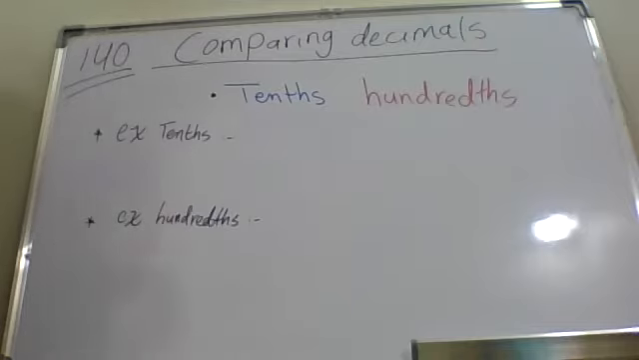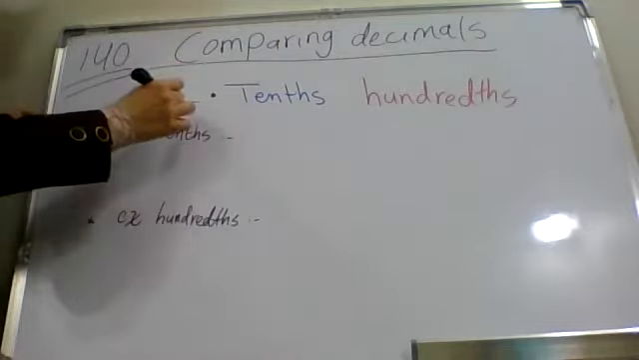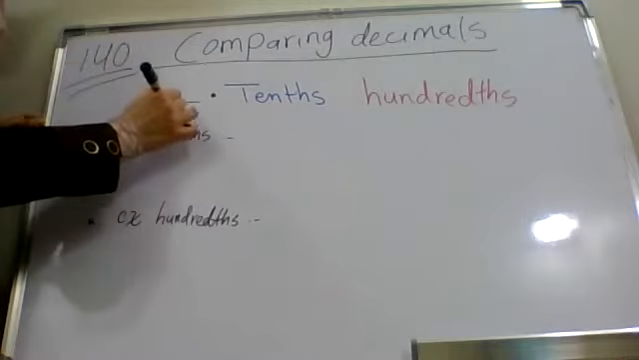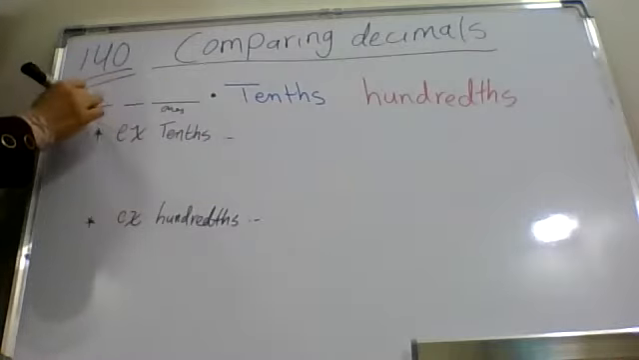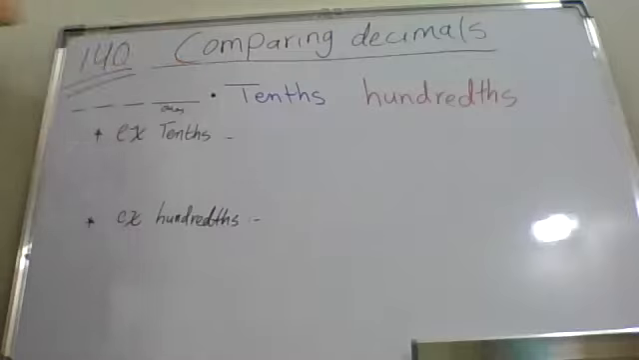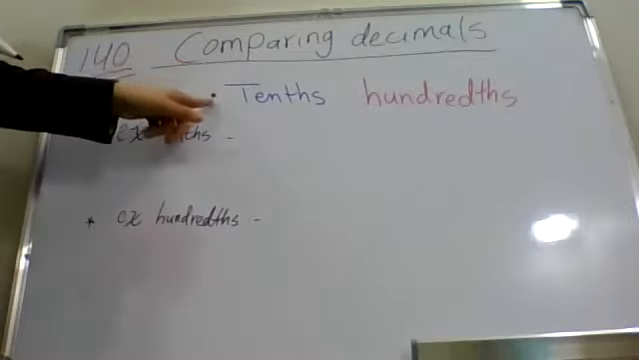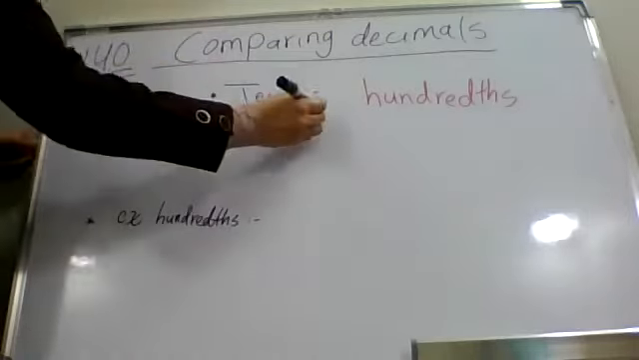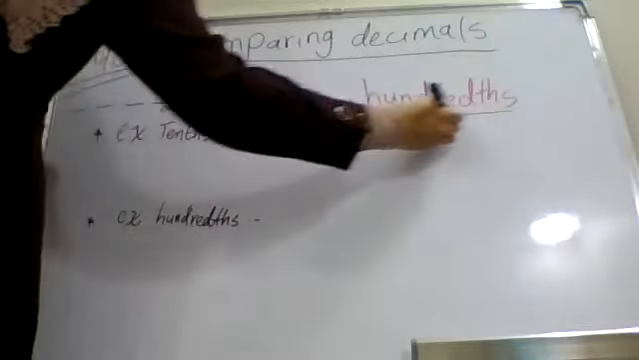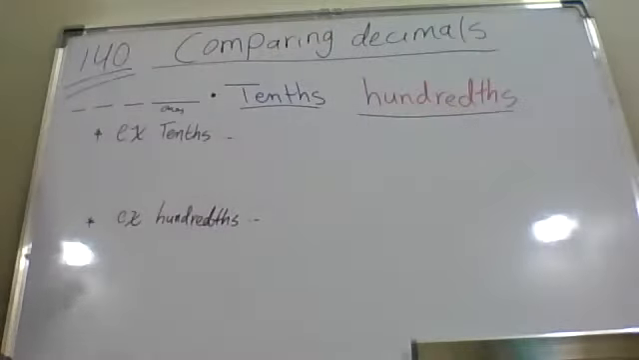In decimals, when we're talking about a whole number, we're talking about the ones place, the tens place, the hundreds place, and so on, okay? So this is on the left of the point. But here, after the point, the first place we call the tenths place, and the hundredths place is the second place after the point, okay?